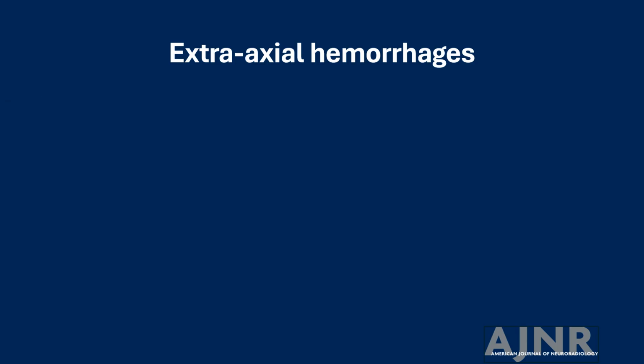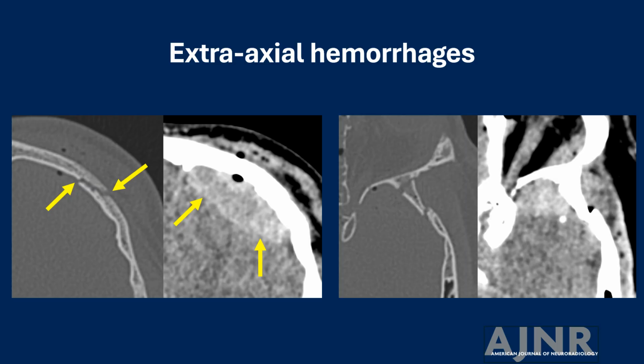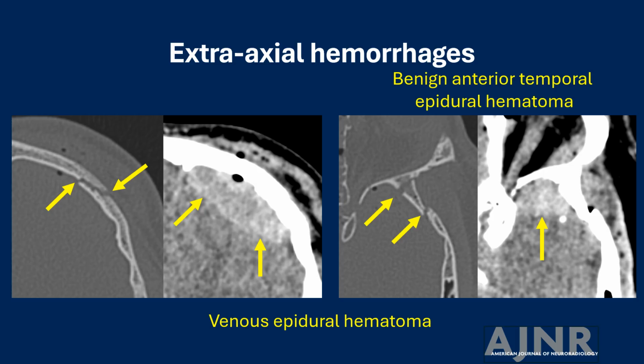Epidural hematomas can also be found in other locations. In this case, we can see that there is a fracture through the left frontal bone with an associated epidural hematoma. And in the same patient, some fractures along the left anterior temporal convexity with an associated epidural hematoma. These are venous epidural hematomas, and the example on the right is a named entity called the benign anterior temporal epidural hematoma.